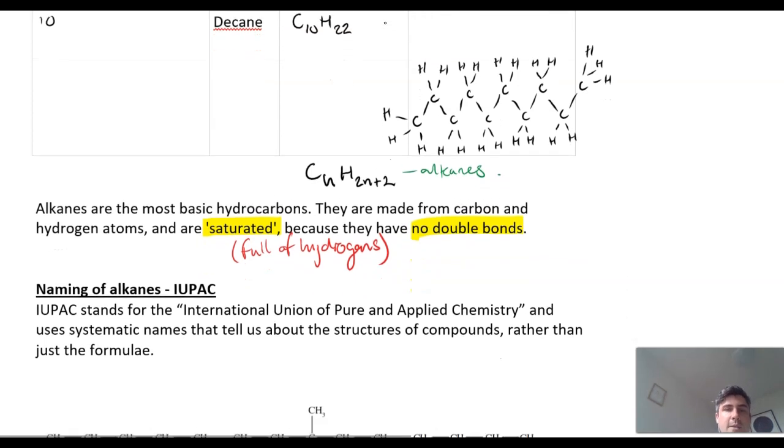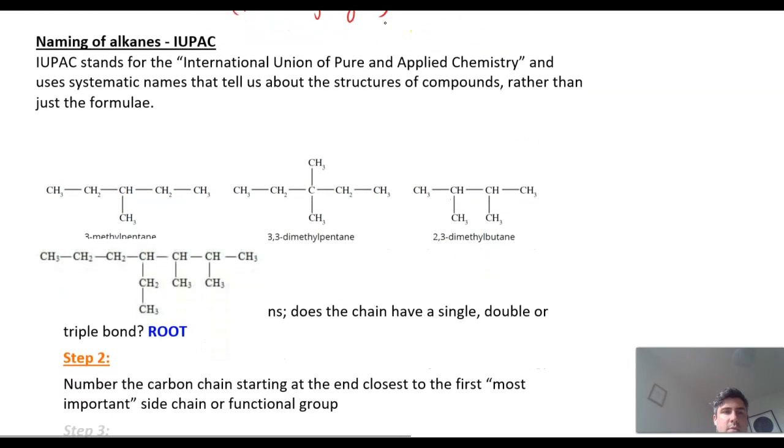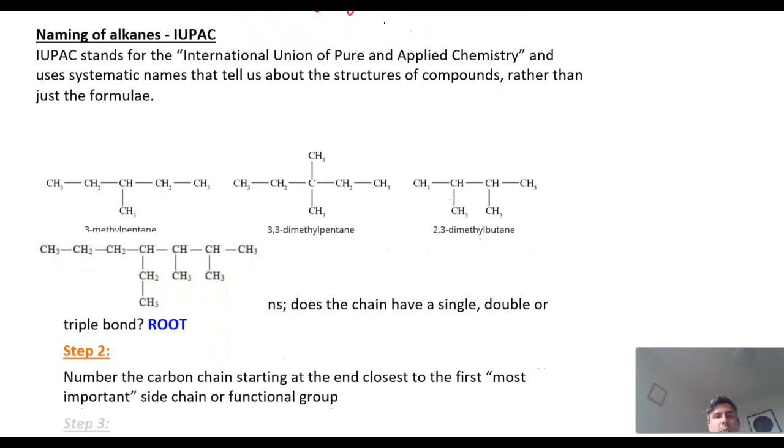Now, naming these is really important. So we use a naming convention which is called IUPAC naming, and it stands for the International Union of Pure and Applied Chemistry, which is like an international group, which helps to make sure that chemistry is accessible for all different nations so that everyone can sort of communicate properly.